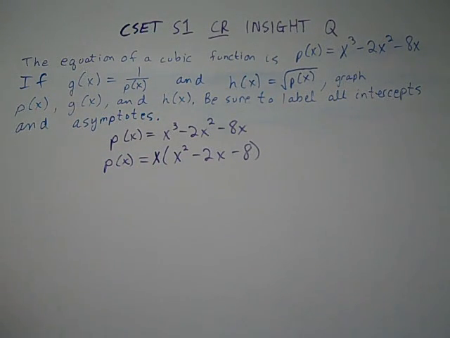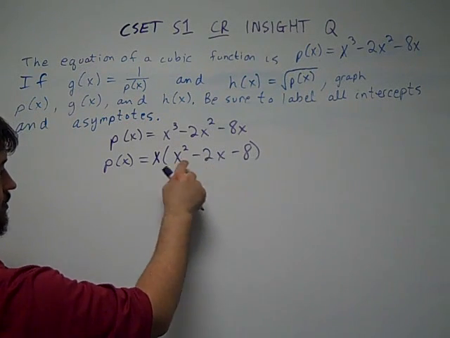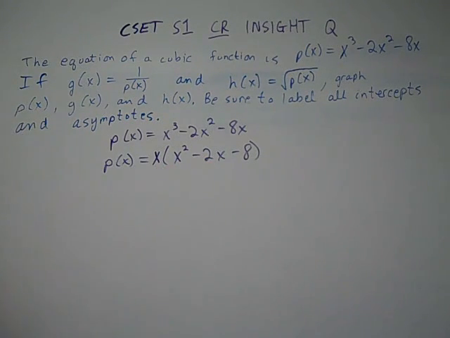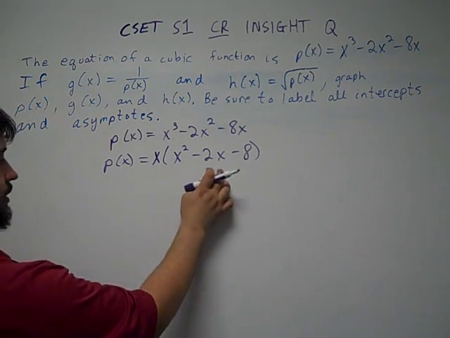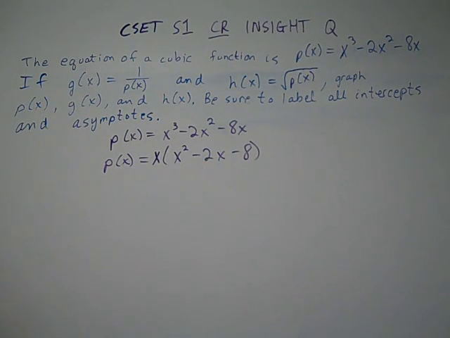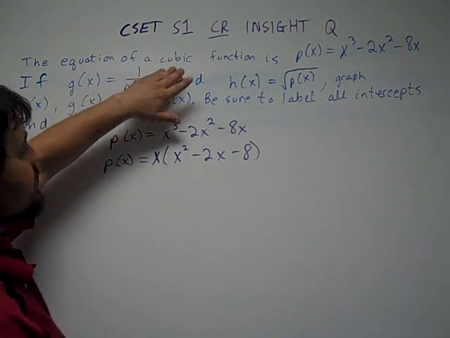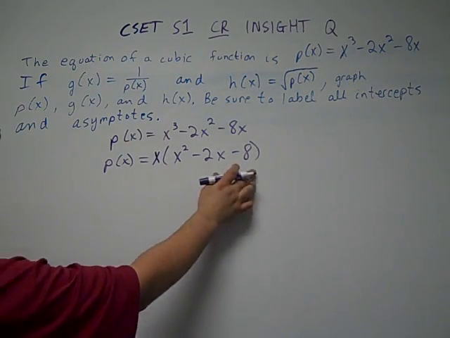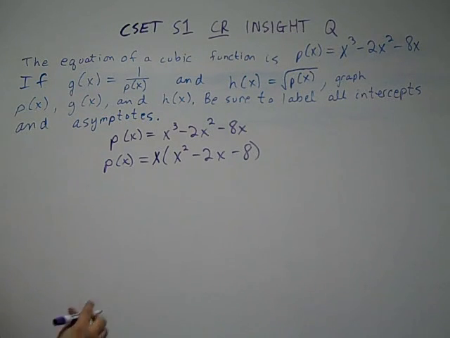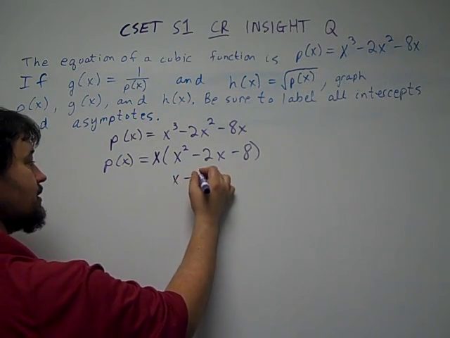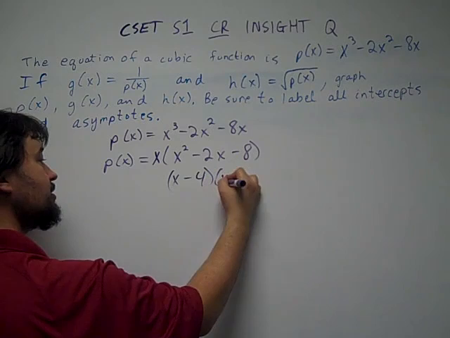One thing to note about the CSET is that you're always getting quadratics popping up in different contexts. So maybe you're used to seeing quadratics in certain lights, but they're popping up in all kinds of random questions. Supposedly it's a cubic question, but really we're just going to do a little quadratic factoring here. So what we notice is x minus 4 and x plus 2.